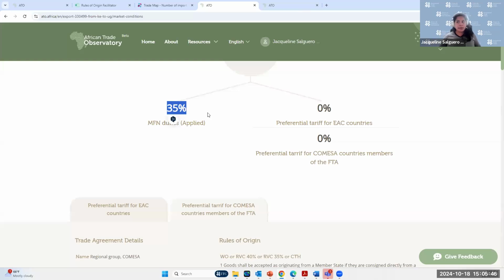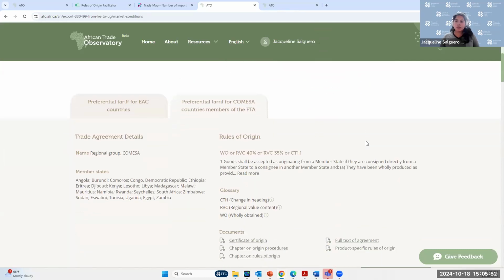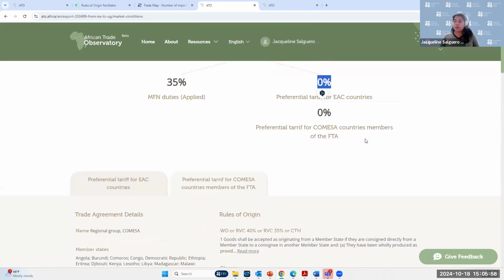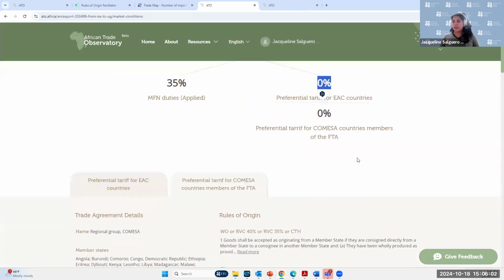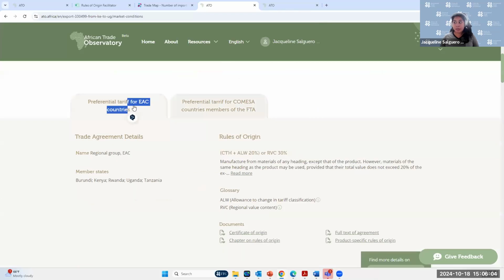tariff for any other country that is not part of the agreement and could benefit from 0%. But it might also not be cheap for me, right? Depending on how I'm producing my product, I will need to understand the rules to call my body lotion a Kenyan body lotion. So here we have the rules for each agreement.